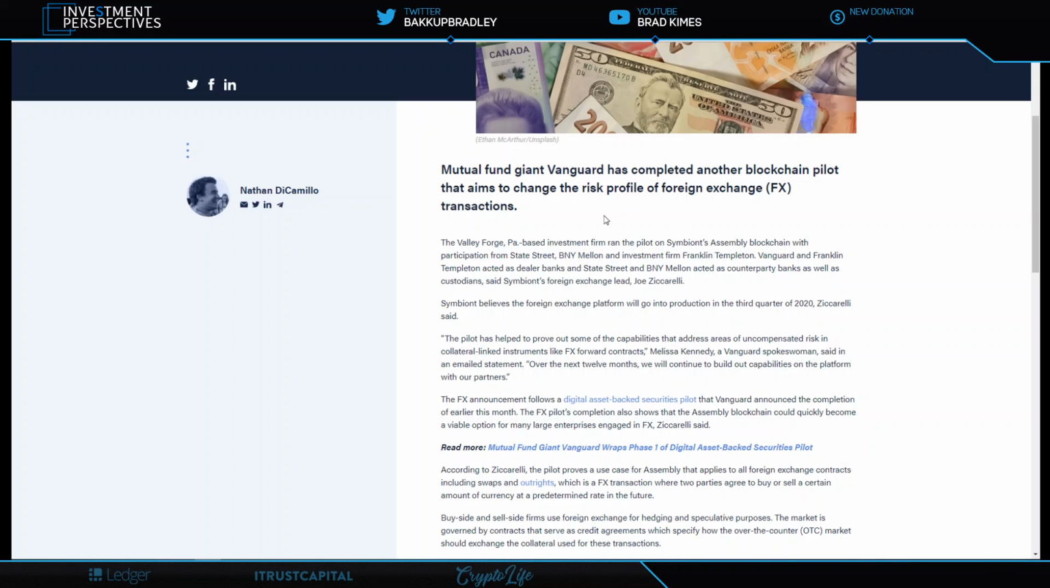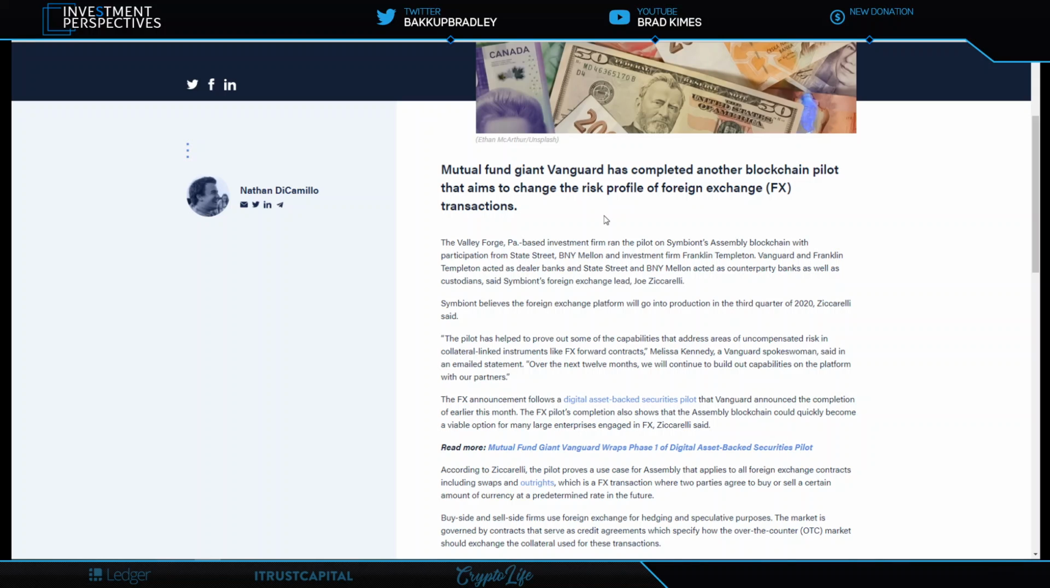The Valley Forge, PA-based investment firm ran a pilot on Symbiont's Assembly blockchain with participation from State Street, BNY Mellon, and investment firm Franklin Templeton. Vanguard and Franklin Templeton acted as dealer banks, and State Street and BNY Mellon acted as counterparty banks, as well as custodians, said Symbiont's foreign exchange lead, Zoe Zaccarelli.